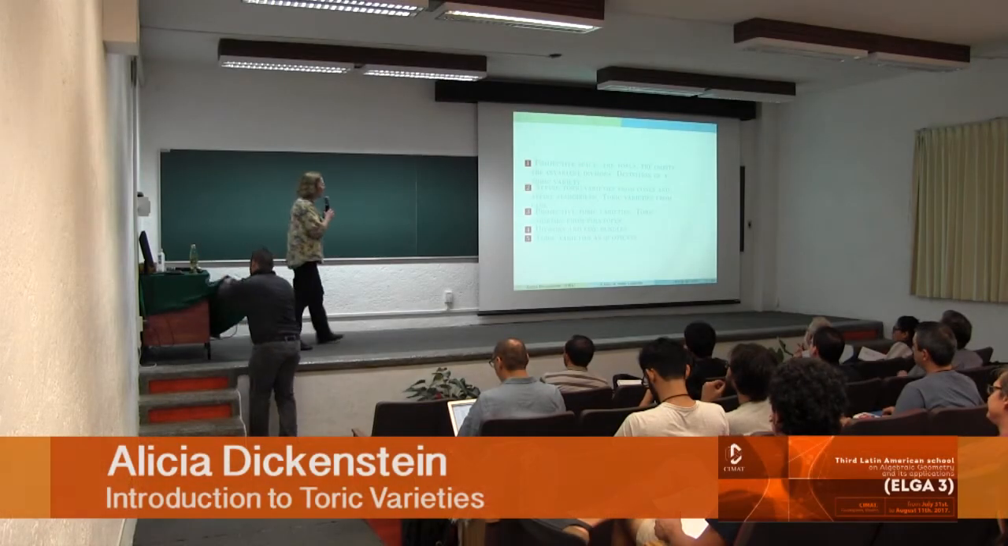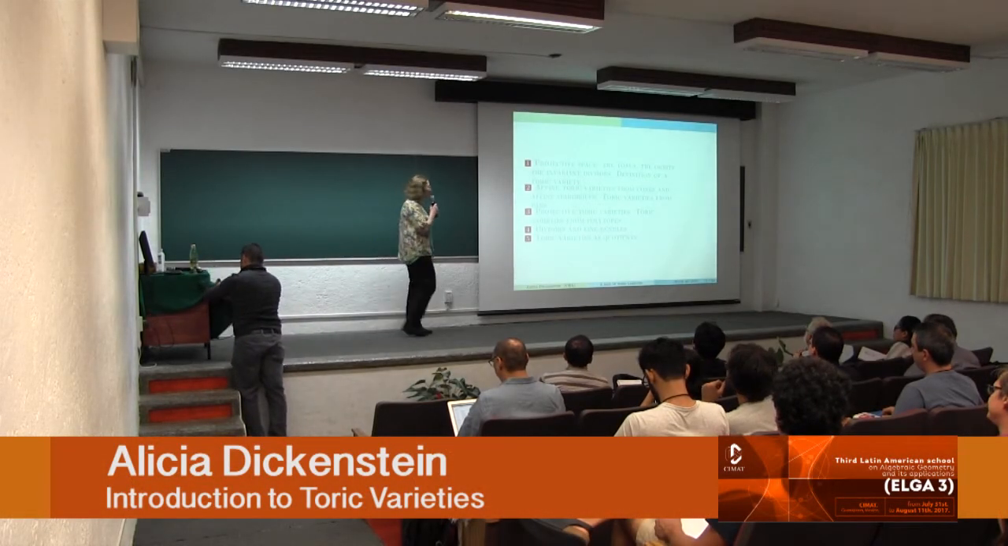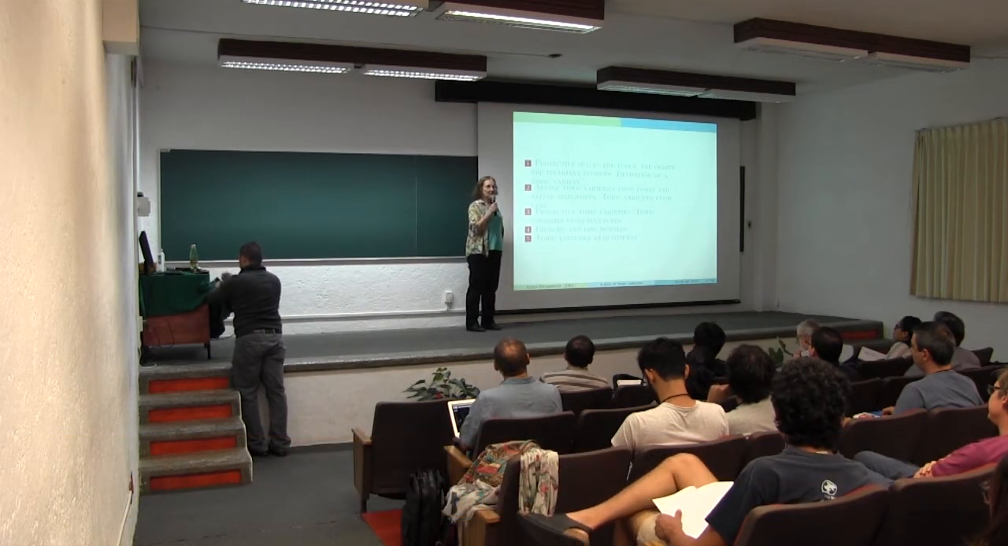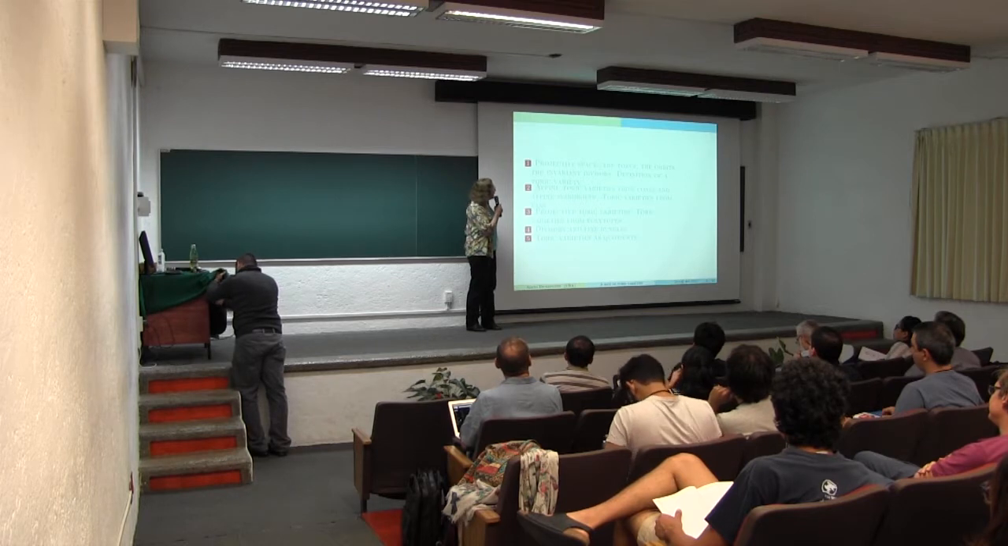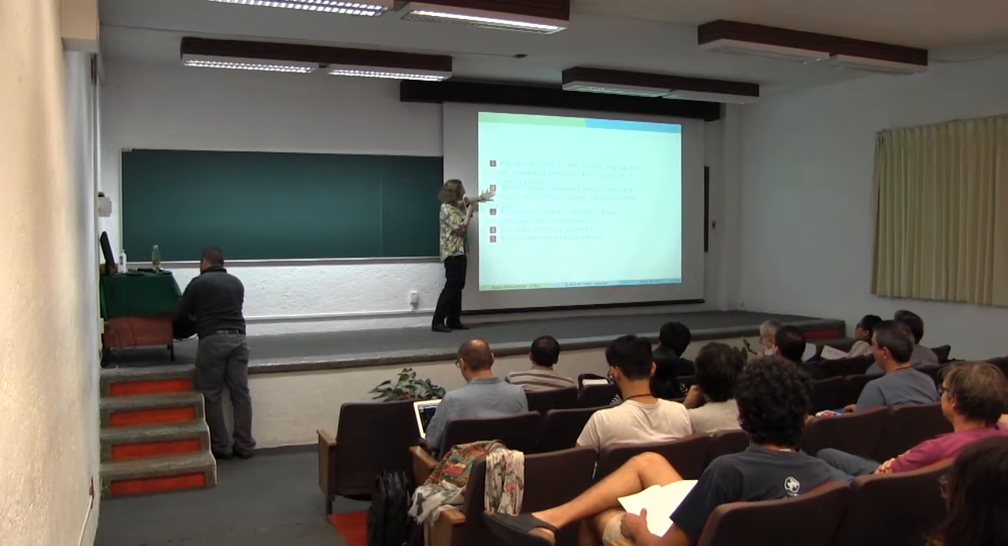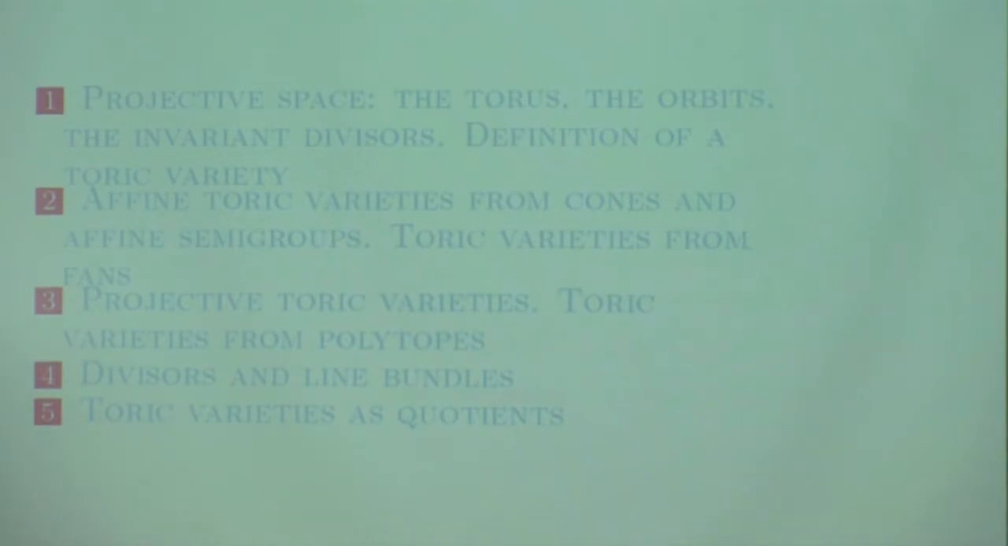Okay, so this is the plan. It's kind of ambitious. I will start with projective space, trying to show you what we want to generalize. And then I will get to the definition of a toric variety. Then I will start with affine toric varieties, cones, and semigroups.